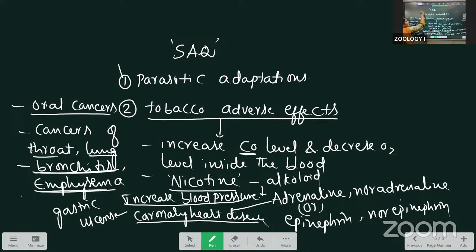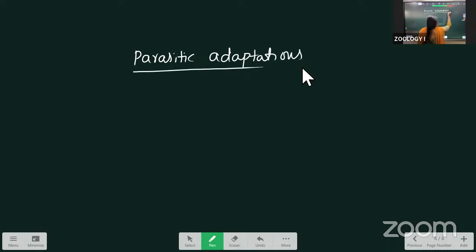What about the parasitic adaptations we discussed yesterday? One more time I'll take this one. Parasitic adaptation. Mainly the parasites are present inside the host. At that time, the hosts reject and resist the parasites. Then the parasites develop some new structures that we call parasitic adaptations.